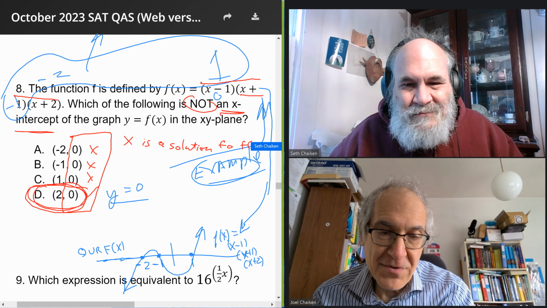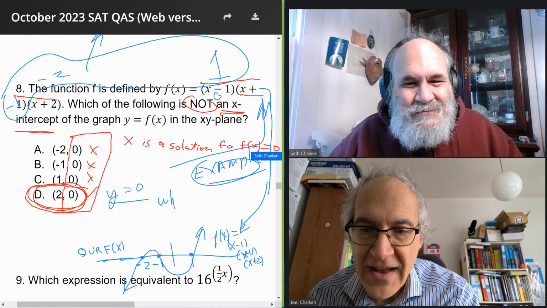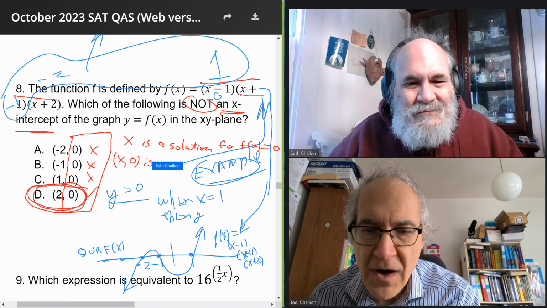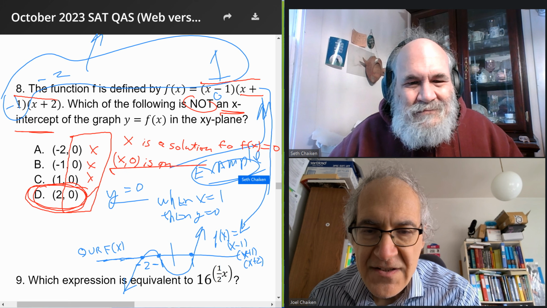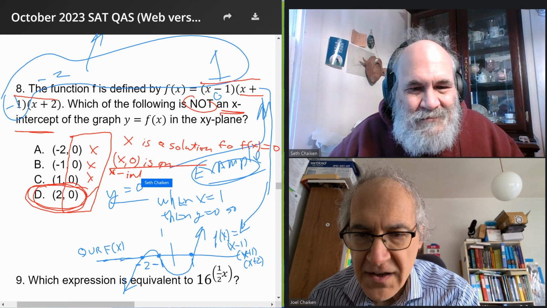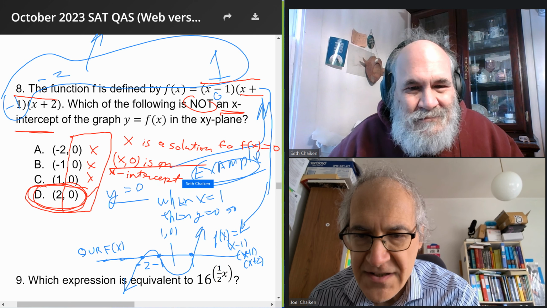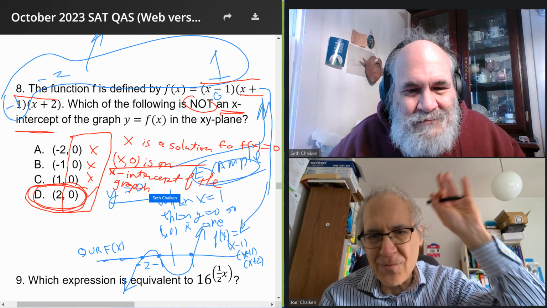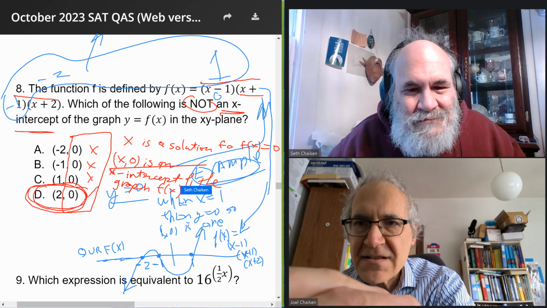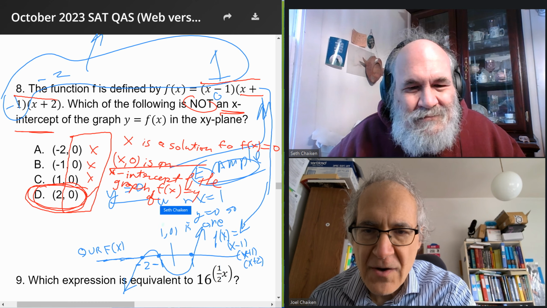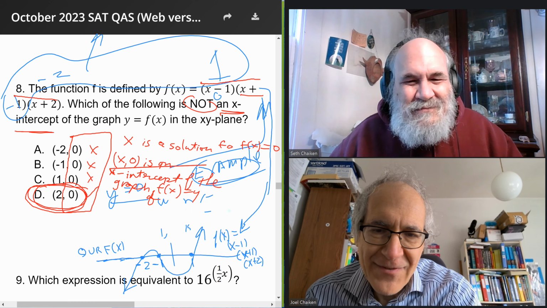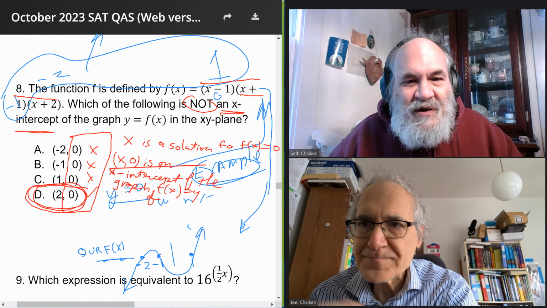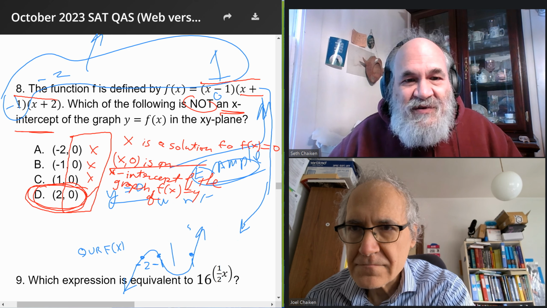On a school test, you could literally say, when x is equal to 1, then y is equal to 0, so (1, 0) is one of the x-intercepts. You could just overkill it on a test, but hopefully it would be clear what the teacher is expecting. That's completely irrelevant here because they give you the answer choices, so you don't have to worry.